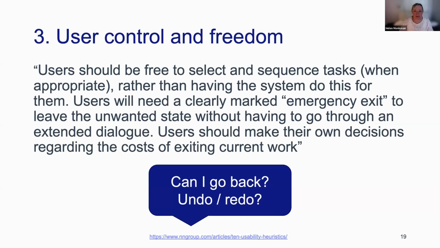The next one is user control and freedom. And the idea here is that humans are curious little creatures and we want to try things out and we want to be able to move forward and back, and we want to often be able to have our own workflows and look at things when we want to look at them. But we shouldn't be having the system guide this for us. We also want to be able to try things, but then not have it impact everything forever. So we want emergency exits like the little X's so that we can close out of things or go back or that sort of thing.